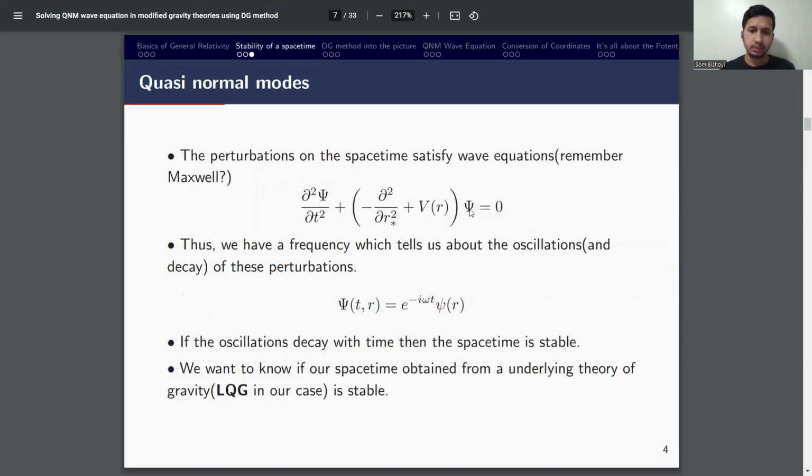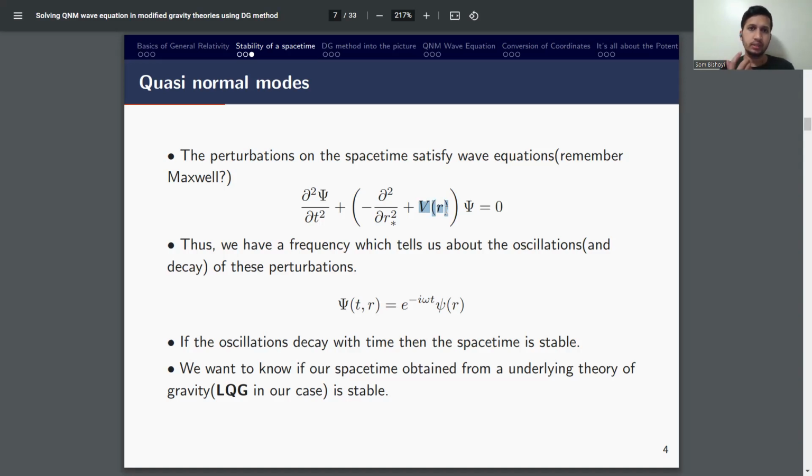Now, these perturbations actually satisfy this kind of a wave equation, and we have seen a very similar form of the wave equation from Maxwell's equations of electrodynamics, where the electric fields and the magnetic fields obey a very similar equation. Obviously, the difference being here, there is a V of r potential, which we will talk about at length in the next few slides.